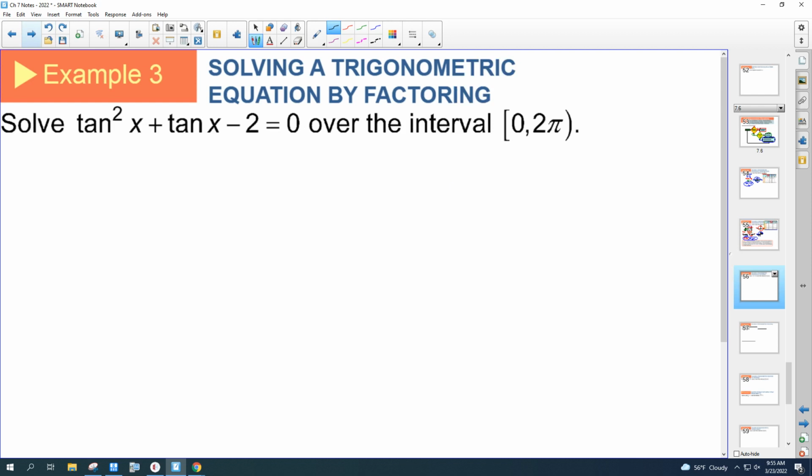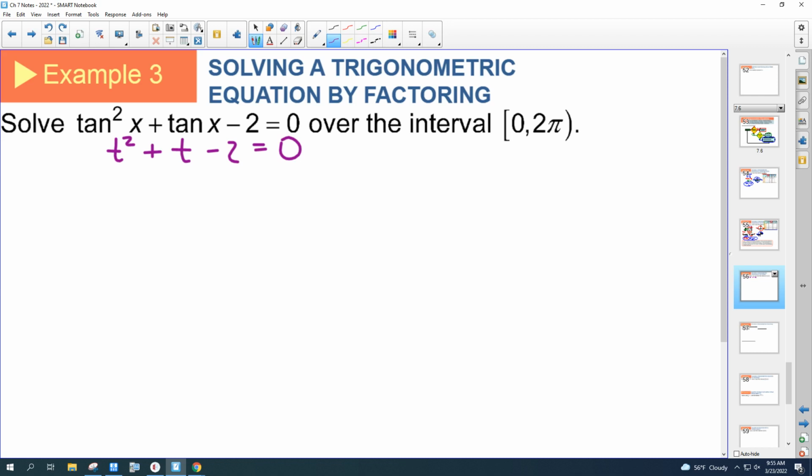Number 3. When I look at this one, I see 2 different variable terms, okay? Not one. I know I'm not going to be able to isolate this problem. And maybe it's more obvious if you code switch. This says t squared plus t minus 2 equals 0. A lot more obvious now that you're not going to be able to isolate the variable. But we can factor this one.